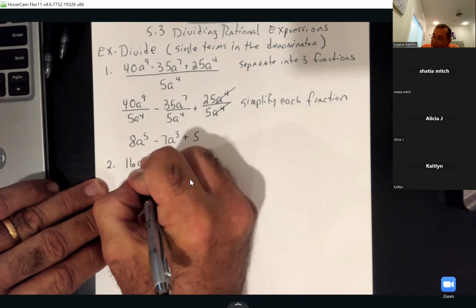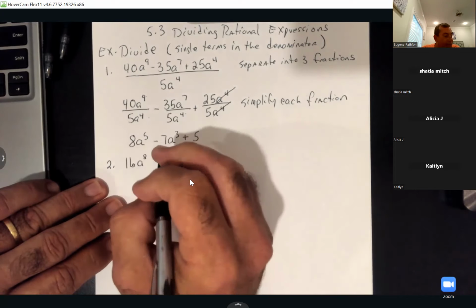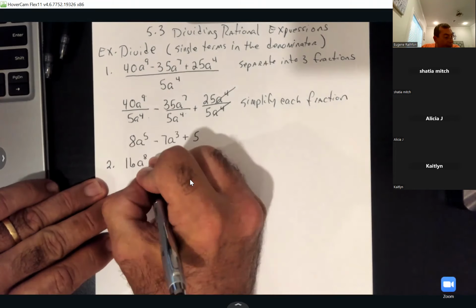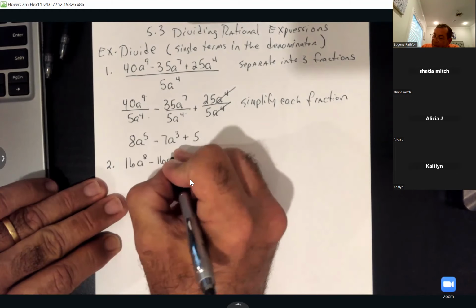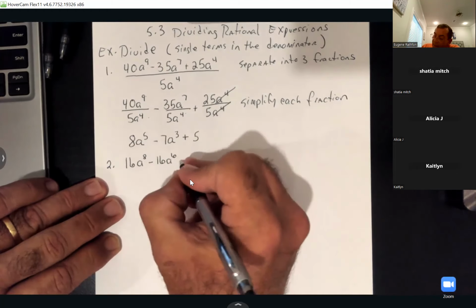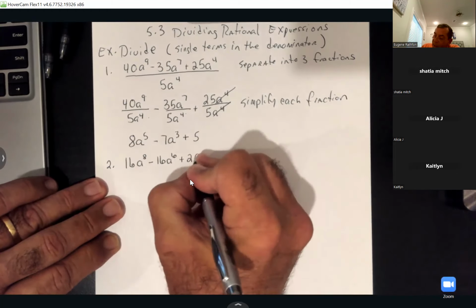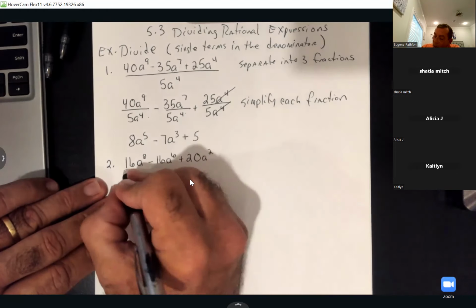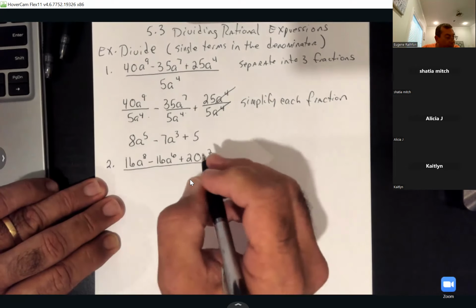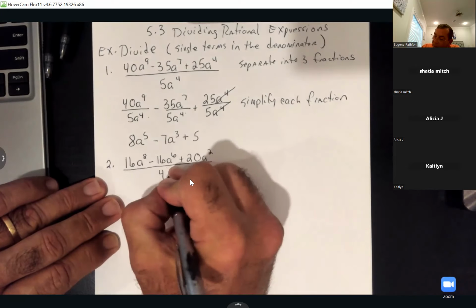16a to the 8th minus 16a to the 6th plus 20a squared. All of that's over 4a squared.